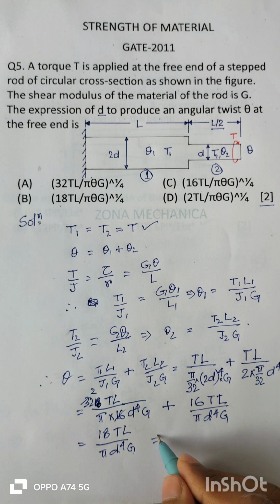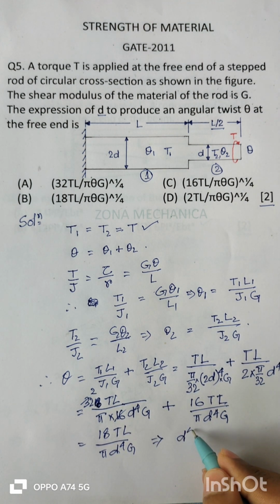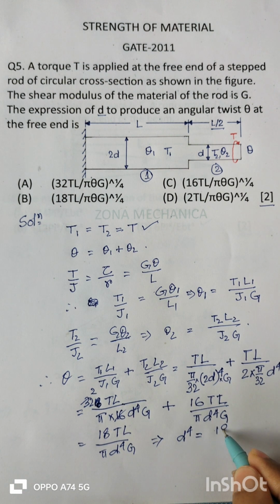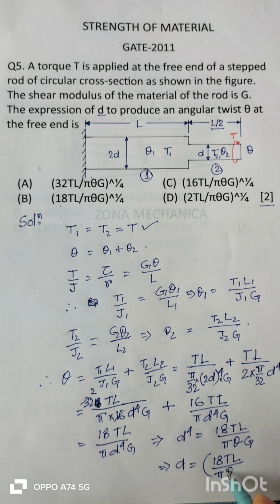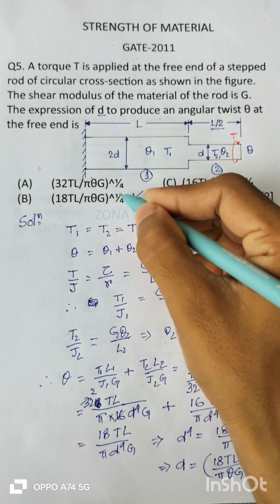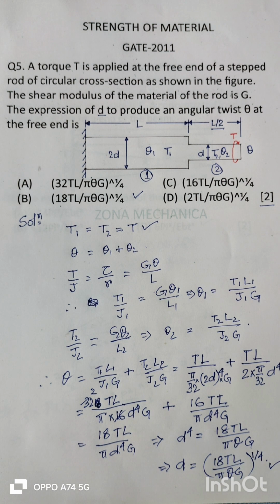Which implies D to the power 4 is equal to 18 TL by pi into theta into G. Which implies D is equal to (18 TL by pi theta G) whole to the power 1 by 4. So clearly it's matching with option B, (18 TL by pi theta G) to the power 1 by 4.